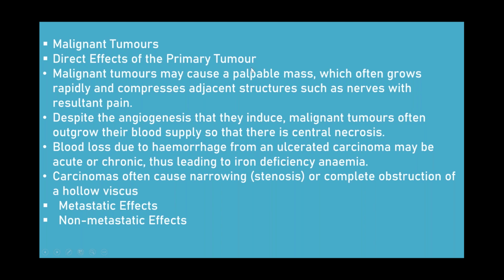For malignant tumors, there is the direct effect of the primary tumor. A malignant tumor may cause a palpable mass, which often grows rapidly and compresses adjacent structures such as a nerve, resulting in pain. Despite the angiogenesis that is induced, malignant tumors often outgrow their blood supply so that there is central necrosis. Blood loss due to hemorrhage from an ulcerated carcinoma may be acute or chronic, leading to iron deficiency anemia. Carcinomas often cause narrowing, stenosis, or complete obstruction of a hollow viscus. So this is about the local and metastatic effects, or non-metastatic effects.